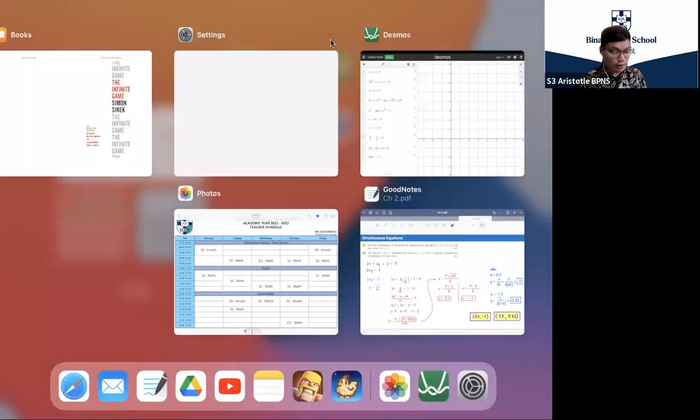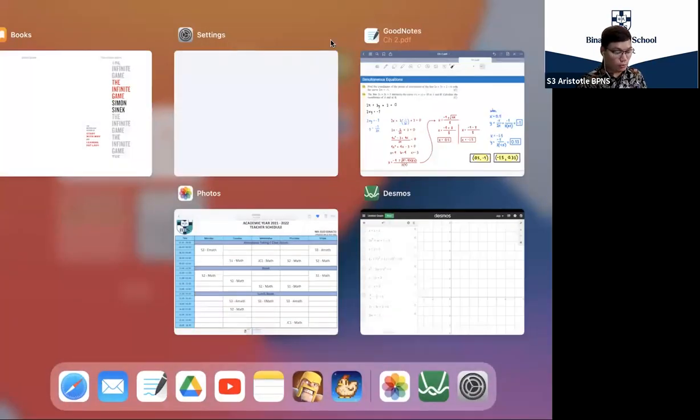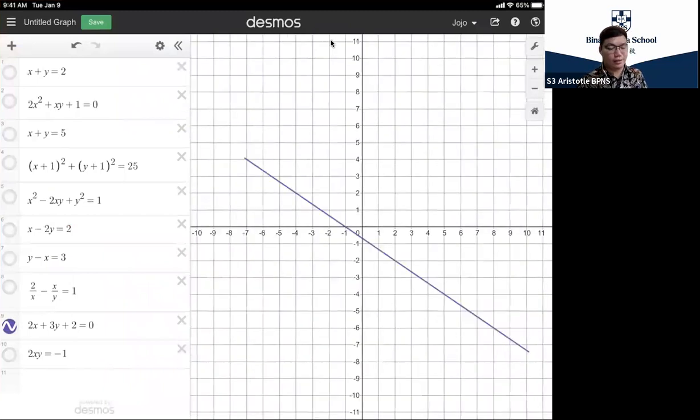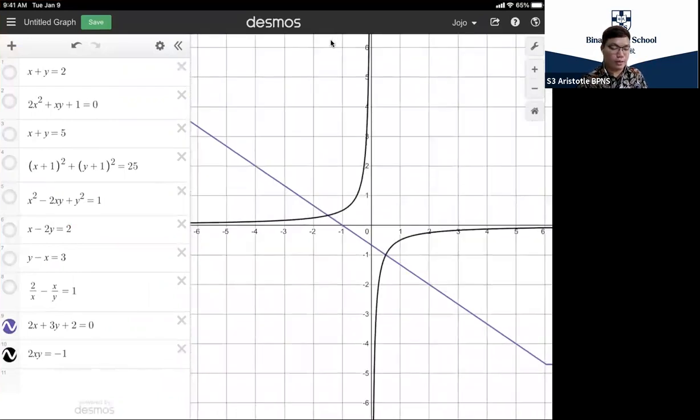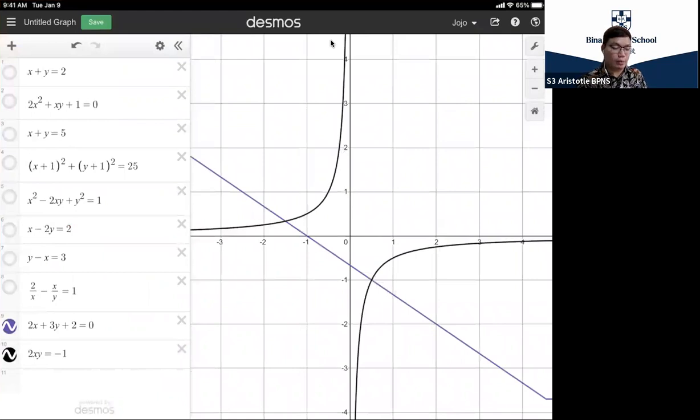All right, so that is 2x plus 3y plus 2. So this is the line, the purple line, and then those are your graphs. Basically class, as you guys can see, it will intersect in 2 points. On the upper one, it's negative 1.5 and 0.333, and on the bottom part, it's 0.5 and negative 1. So how can we come up with those two answers? How can we solve for those 2 points?